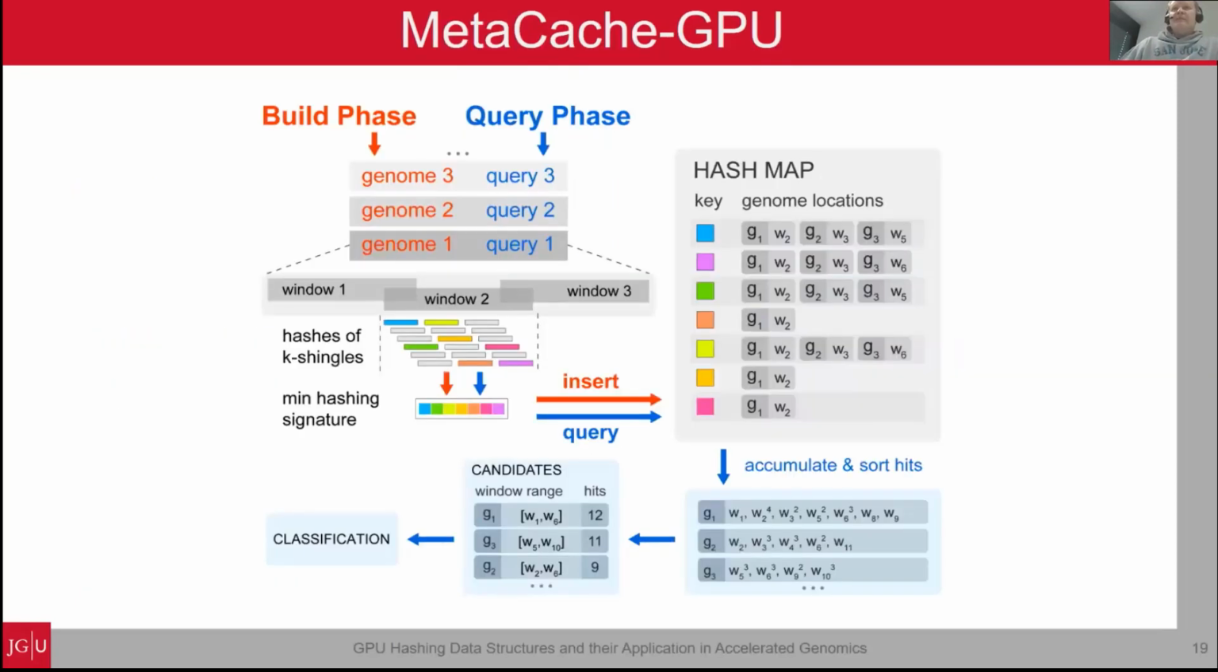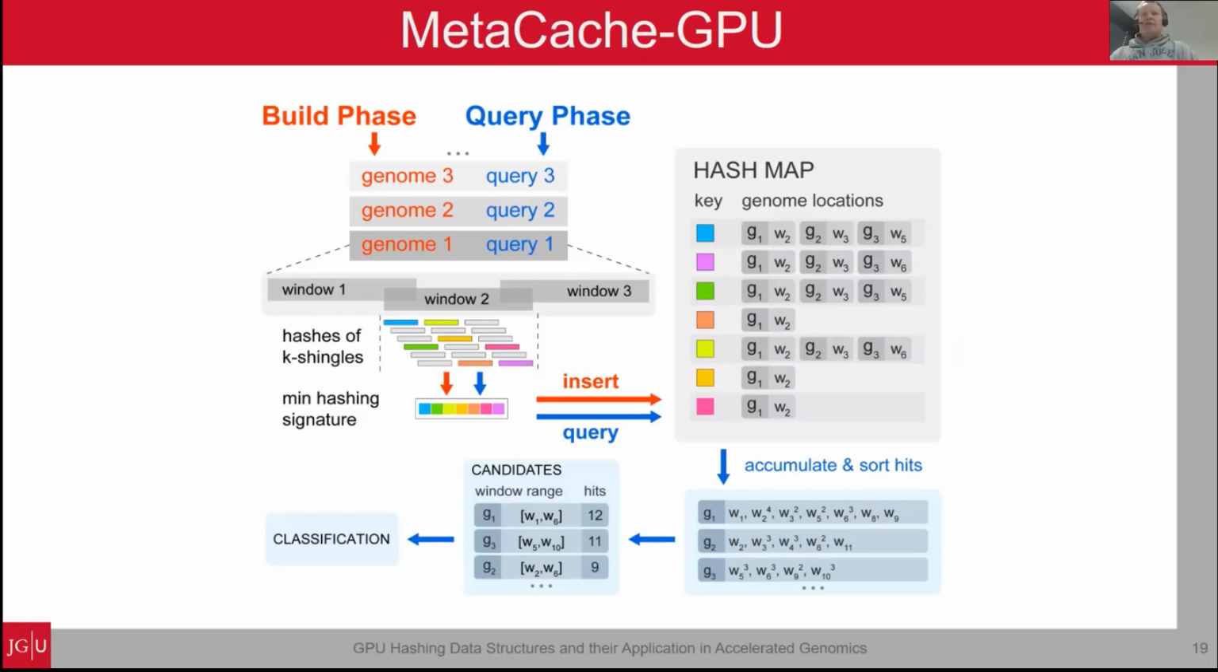This scheme, MinHashing, is used in connection with WarpCore to produce our tool, which is called MetaCache, a tool to classify metagenomic reads and also to output quantification, so the percentage of different organisms in your actual sample.